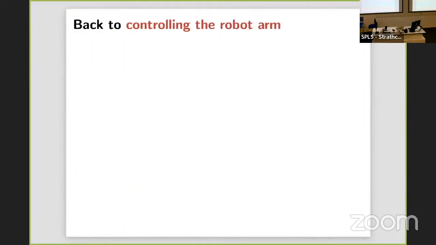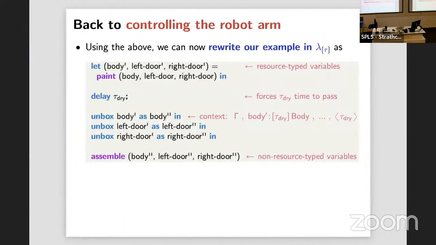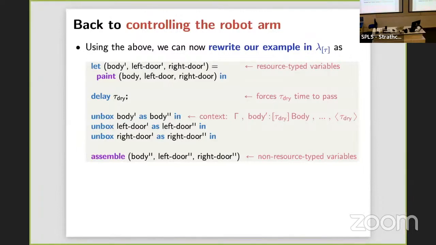And now if we go back to the running example, then if you write it in this formalism, the type-safe version looks like this. So we do our painting, then we do a delay, but now the delay is with the right amount of time, the time that was required by these resources, we can unbox the resources and then finally safely assemble it.